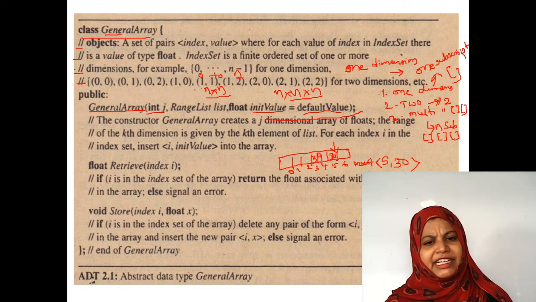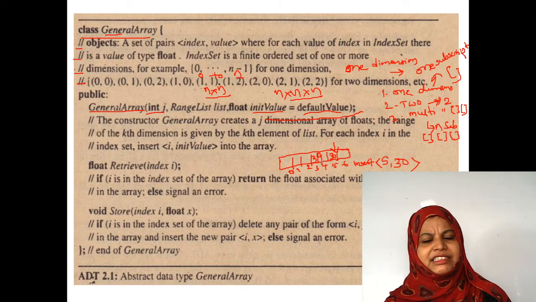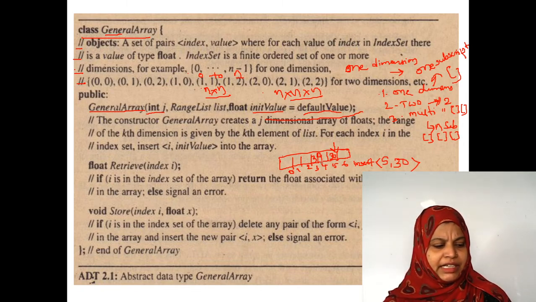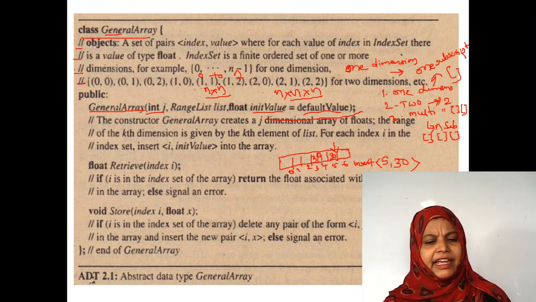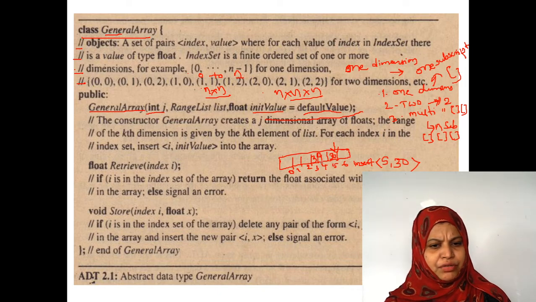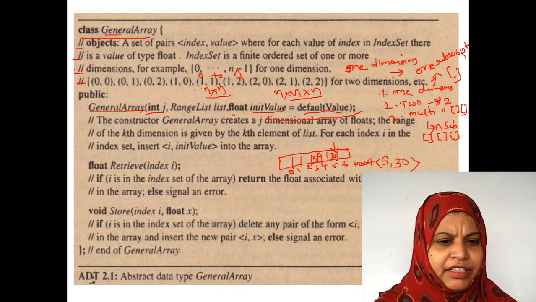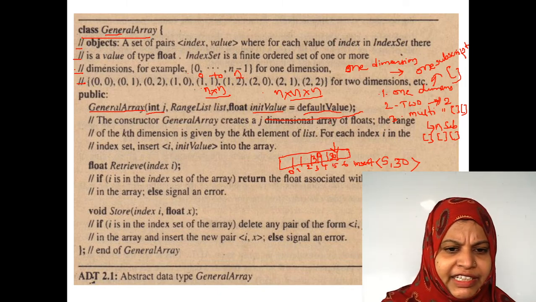Next one is retrieving the information. This is the constructor concept, right. Next one is the float. Here in this array ADT, we can perform two basic operations. One is the retrieving operation, second one is the storing operation, right. In the retrieving operation, float retrieve index I.